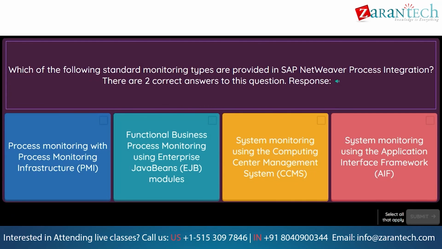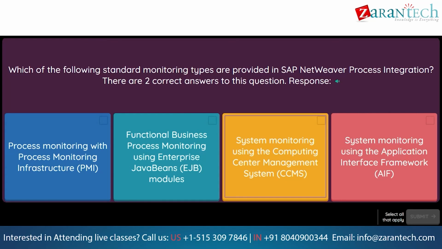Question: which of the following standard monitoring types are provided in SAP NetWeaver Process Integration? There are two correct answers to this question. Response: Option 1 process monitoring with process monitoring infrastructure, PMI. Option 2 functional business process monitoring using enterprise JavaBeans, EJB, modules. Option 3 system monitoring using the Computing Center Management System, CCMS. Option 4 system monitoring using the Application Interface Framework, AIF.